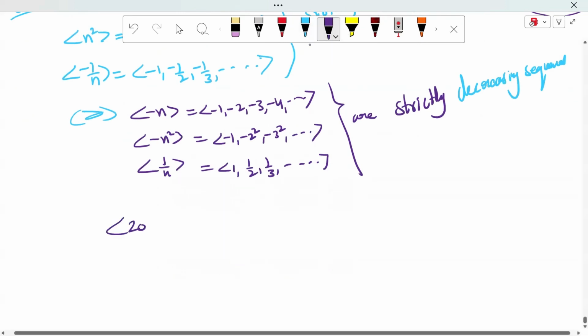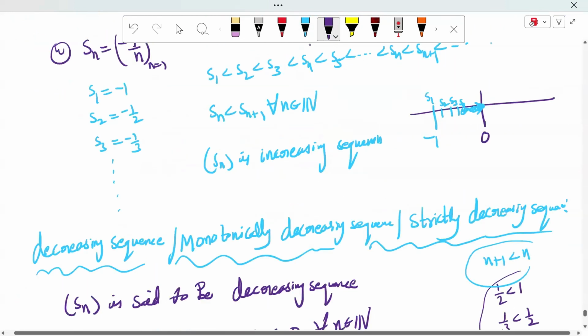For example, the sequence 2023, 2023, and so on, is also a decreasing sequence. Next, take a final example. Fifth example: the sequence 2024, 2024, 2024, and so on.